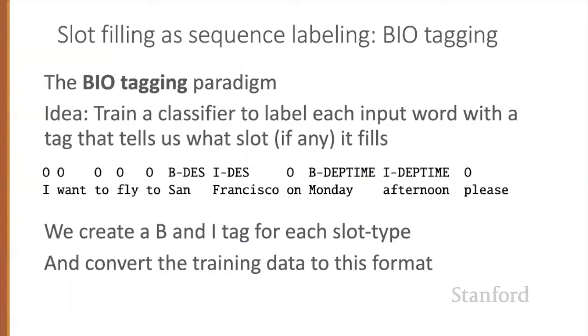One standard paradigm for building this classifier is BIO tagging. Recall that in BIO tagging, we introduce a tag for the begin and inside of each slot label, and one tag for all tokens outside any slot label. Our training data would now be sentences paired with sequences of BIO labels. So here's outside, outside, outside, outside, outside, begin destination, inside destination, begin depart time, inside depart time, and so on.